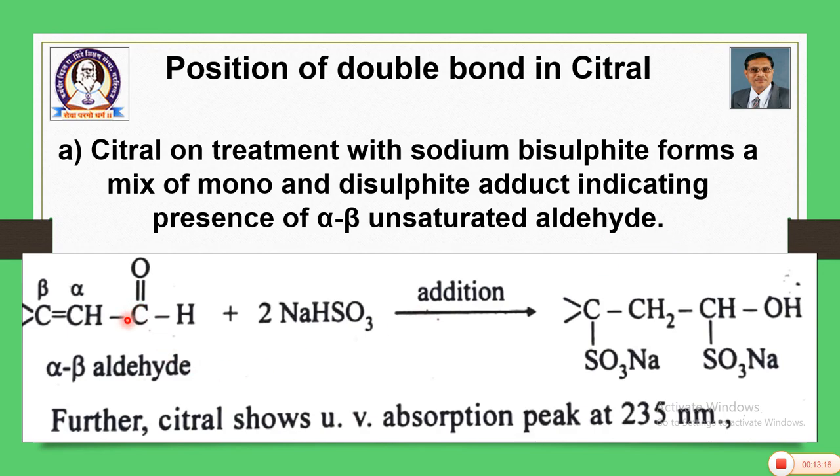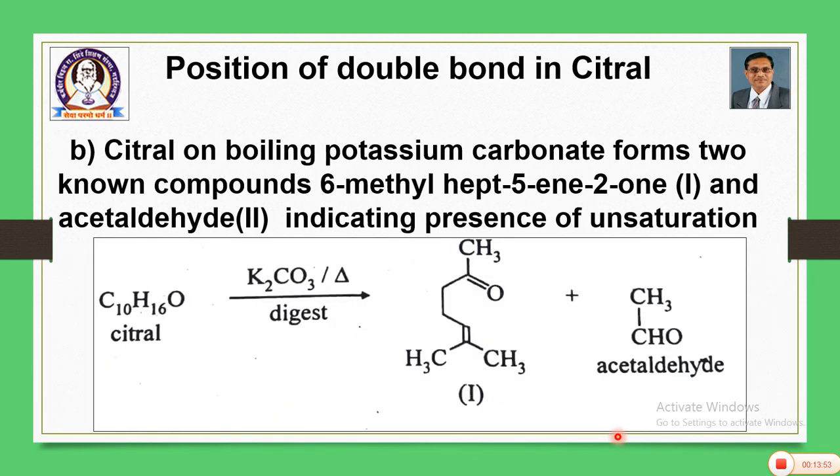So, if it is an alpha beta unsaturated aldehyde, then it will consume sodium bisulfite in this manner and you will get a disulfide product and a monosulfide product. Actually, in this case also we get a mixture. This shows that it has alpha beta unsaturation, an alpha beta unsaturated aldehyde structure, and also there is a peak at 235 nanometers indicating the presence of a similar alpha beta unsaturated group. So, this confirms the position of the double bond in the citral molecule.